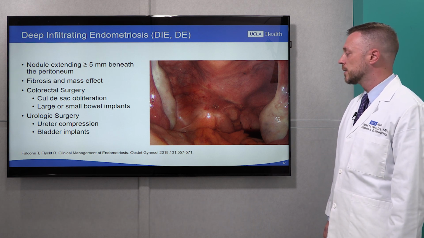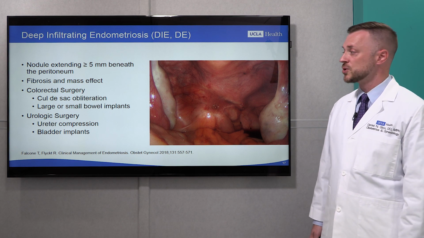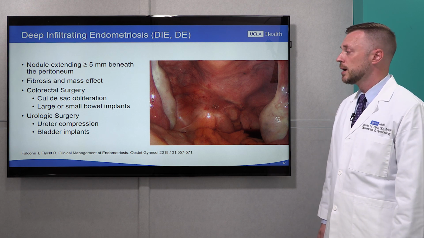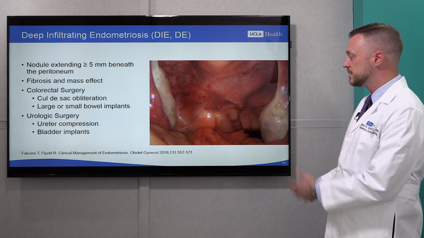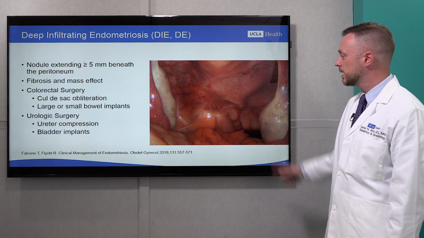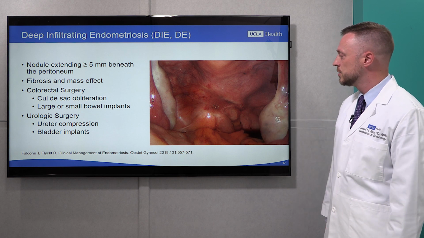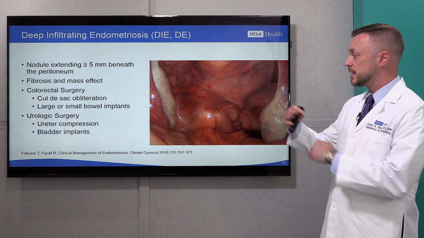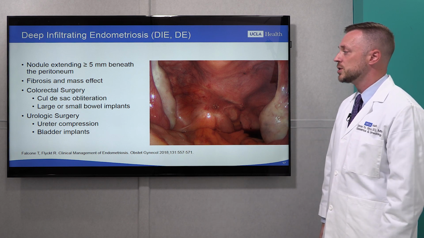And in these cases, we often have to work with our colleagues in colorectal surgery and also urologic surgery, as it might, in this instance, you see, do what we call obliteration of the cul-de-sac. So the cul-de-sac, again, is this space here underneath the uterus, and it should be open, and instead it's completely closed off because of scar tissue from the endo.